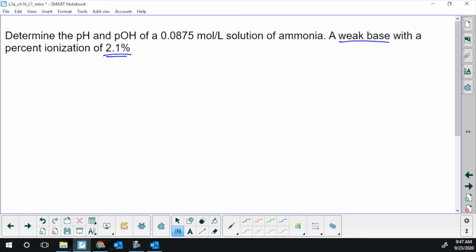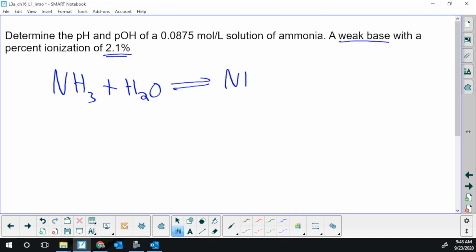All of this ammonia is not going to turn into hydroxide. Okay? How much of it? Well, 2.1% of it is what's going to turn into hydroxide. And that's what I want to lay out in a nice table. So our base, our weak base is ammonia. When we put it in water, it's going to react with water. But not completely. We're going to get an equilibrium system, which is what we're learning about in this unit.